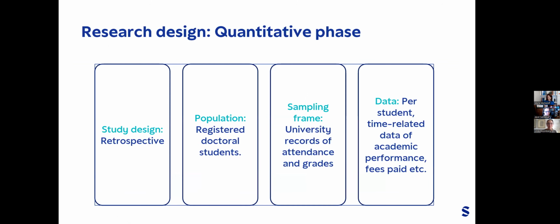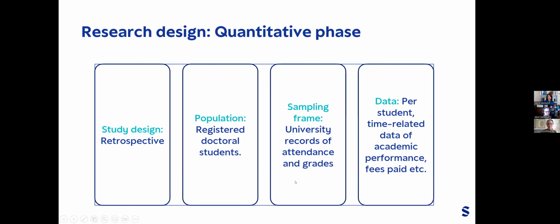The research design could be set up to be a retrospective study, where you're looking at events in the past. The population could be the entire population of registered doctoral students in the past year, or perhaps in the past 2 years or longer, depending on the size of the population.